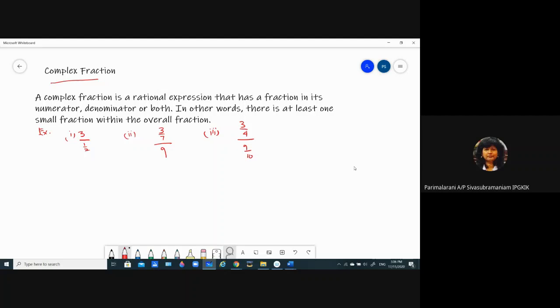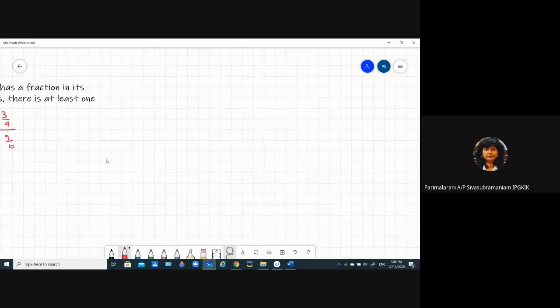Fractions are already complex, and it's even worse when we have one fraction inside another. Okay, so let's see how we can solve some problems involving complex fractions.